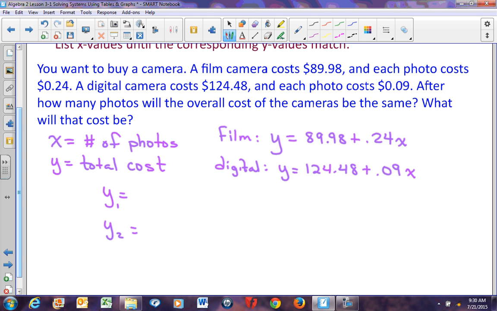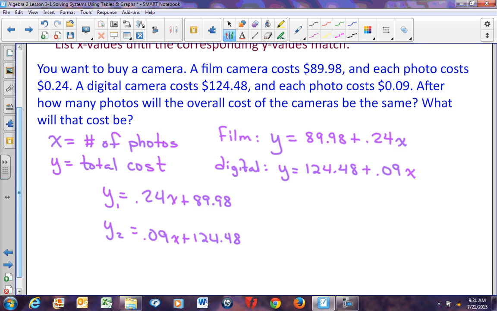Under y1, you're going to put down 0.24x plus 89.98. And for y2, you're going to put down 0.09x plus 124.48. You're going to put both of those into your calculator. I'm not going to graph them. I'm going to immediately go to the table.